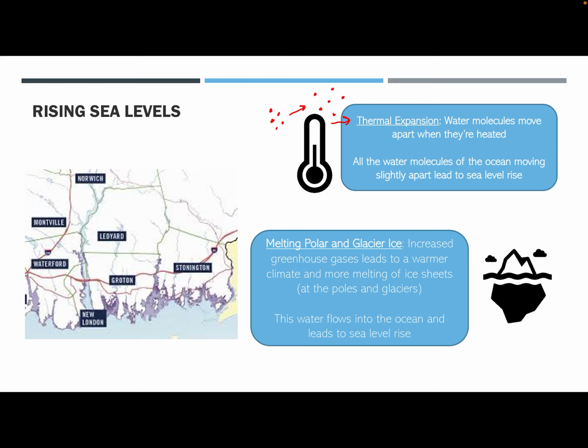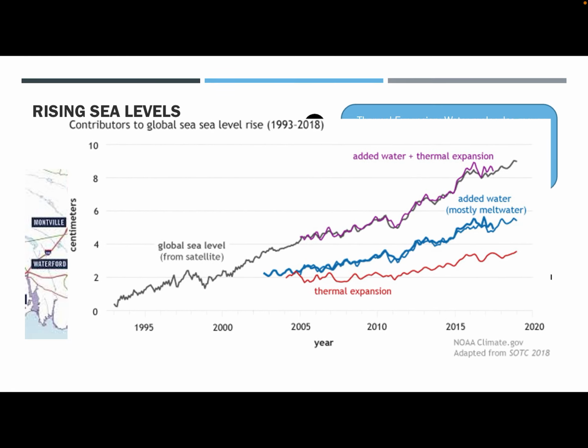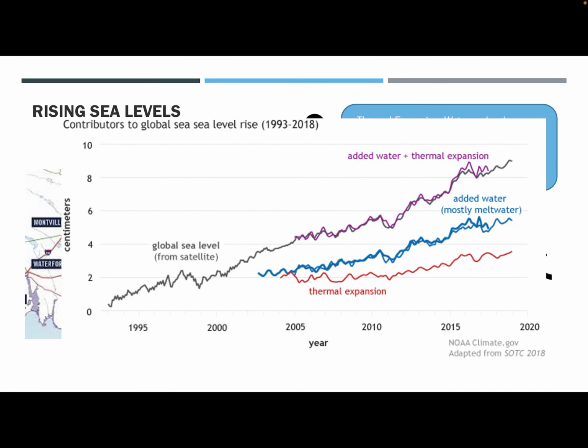Then we also have the more famous one, which is the melting polar and glacier ice. So these increasing greenhouse gases are leading to a warmer climate, and therefore they cause the melting of the ice sheets at the poles and the glaciers. This just simply puts more water into the ocean, and it's going to cause sea level rise. So some of our big contributors, thermal expansion and added water, together are causing a significant amount of sea level rise over time.